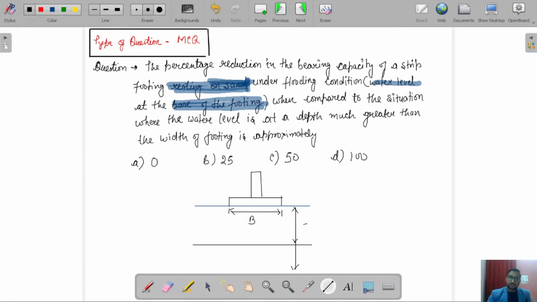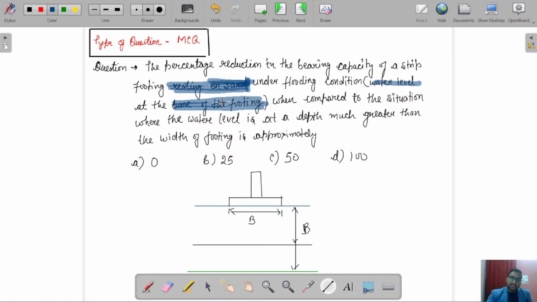This distance is also B. That means this is the zone of influence. Now in the first case, the water table is, suppose, at this level. What will be the value of bearing capacity of soil?